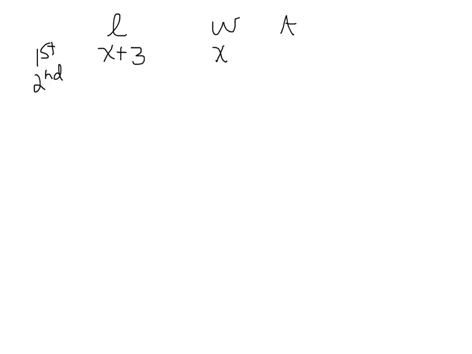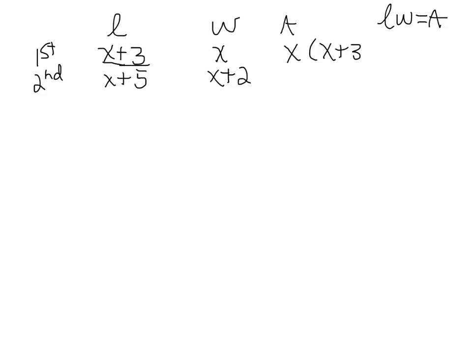When x plus 3 is increased by 2, we now have x plus 5 for a length. And when x, the original width, is increased by 2, it's x plus 2. Now I think you pretty much should all remember that length times width equals area in a rectangle. So the area of this, we might not know a number for it, but we know it is length times width, or width times length. It's the same thing. And this one is x plus 5 times x plus 2.